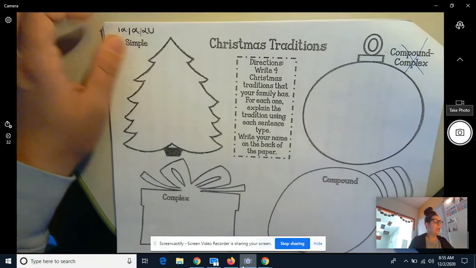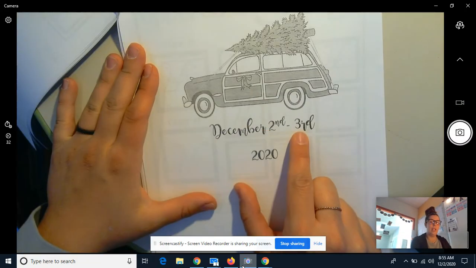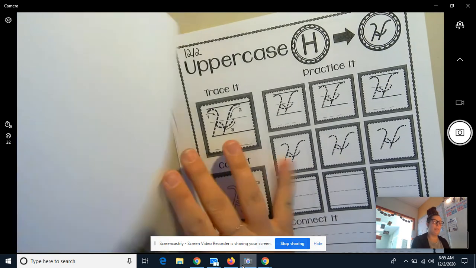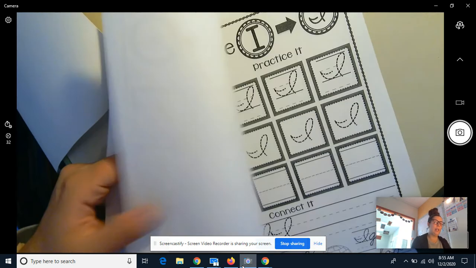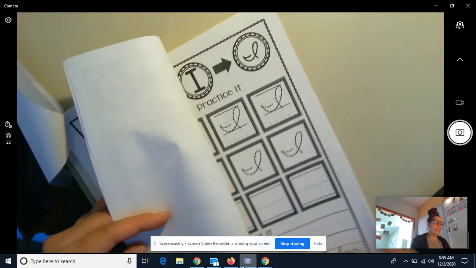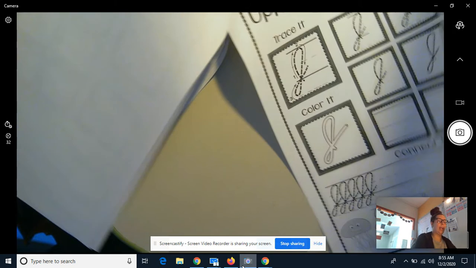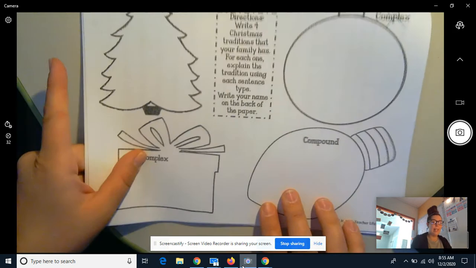Going to repeat one more time. Today, in your packet, you need to be on December 2nd through the 3rd. You're doing the ones labeled 12-2 up at the top. So you have cursive H's, both uppercase and lowercase. Cursive I's, uppercase and lowercase. You have cursive J, uppercase and lowercase. And then you have sentence types.